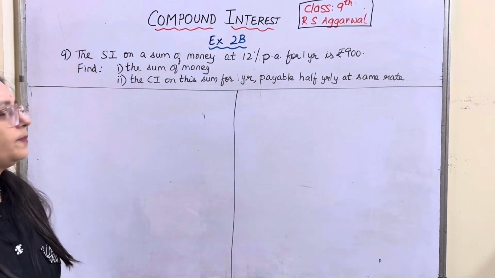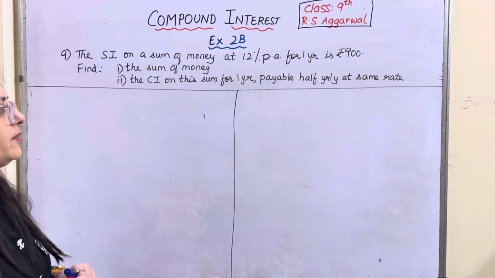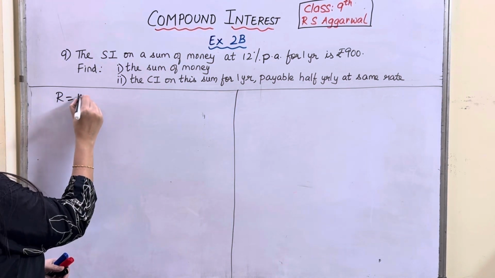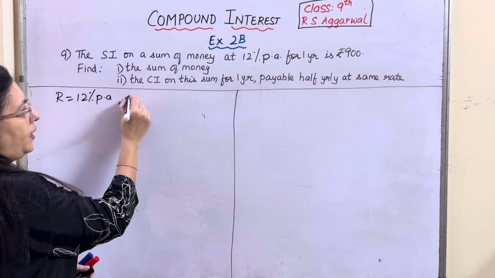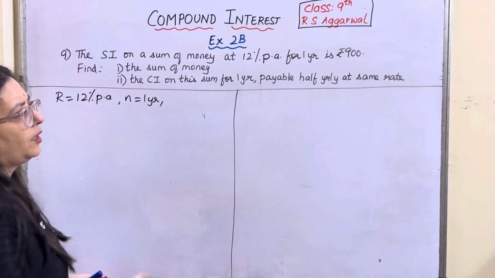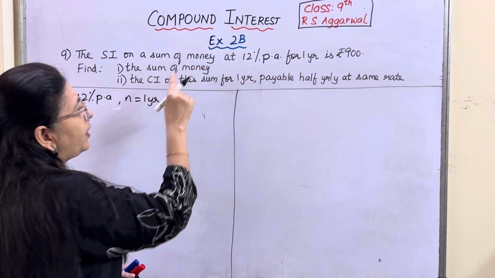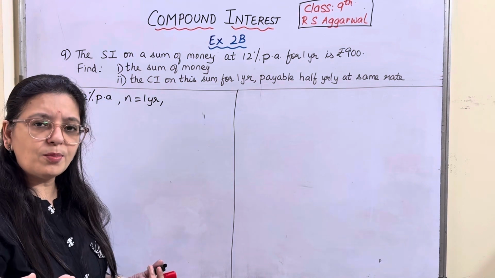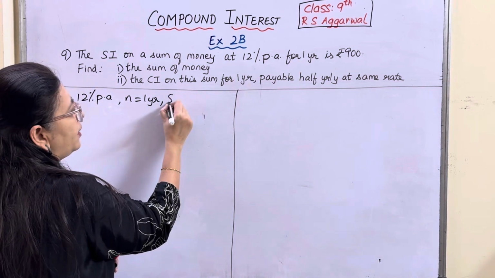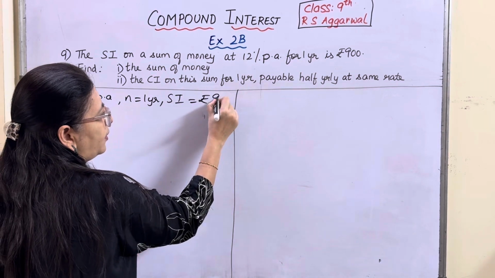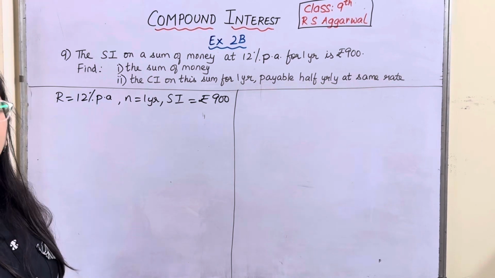Question number 9. The simple interest on a sum of money at 12% per annum. Rate is given as 12% per annum for 1 year. N is 1 year. Is rupees 900. What is 900? The simple interest on a sum of money. On a sum of money, that means principal is not given to you. So the simple interest is rupees 900. Find the sum of money.